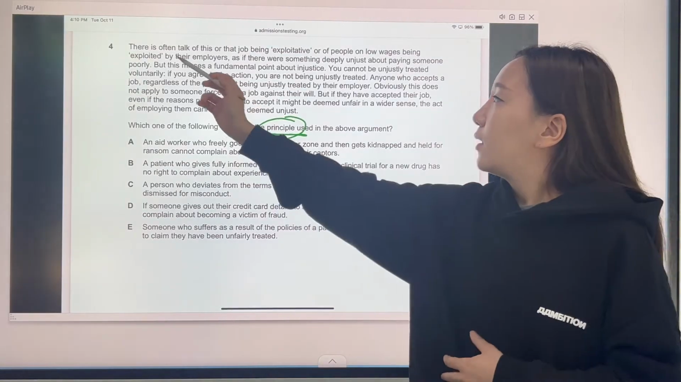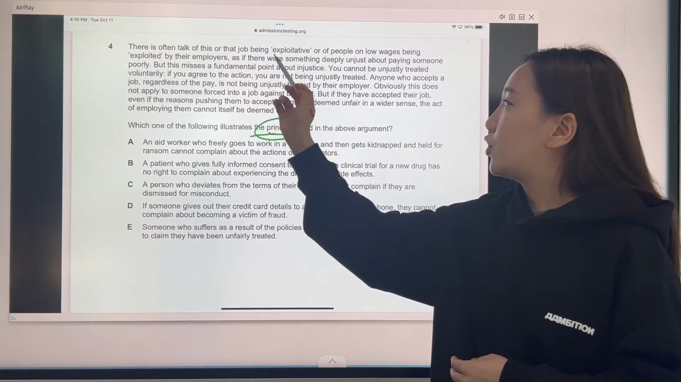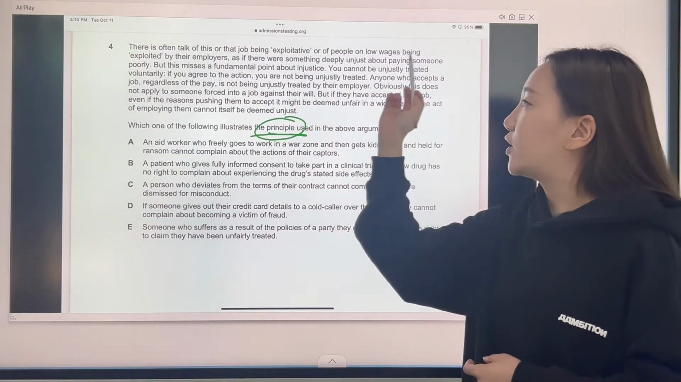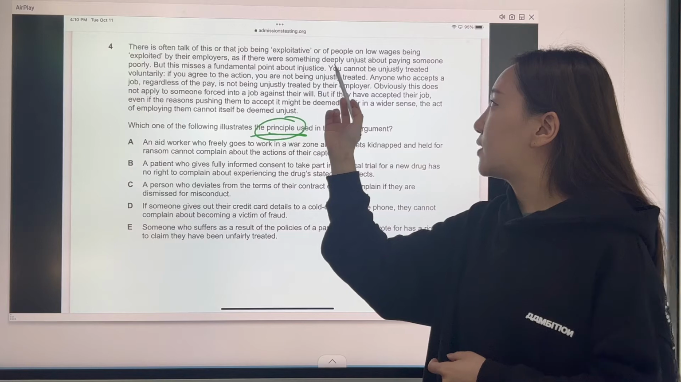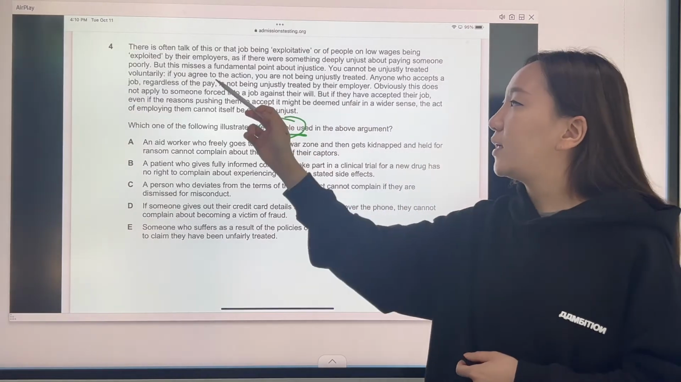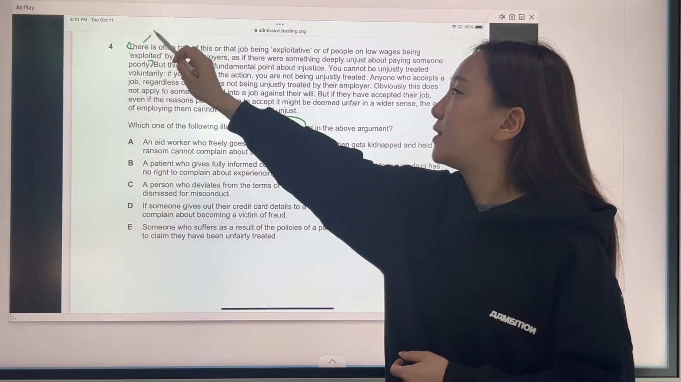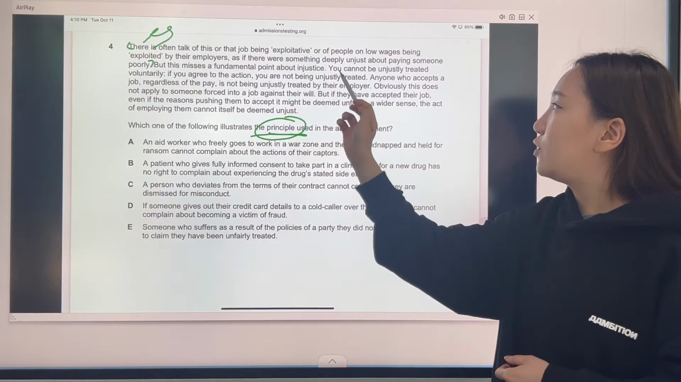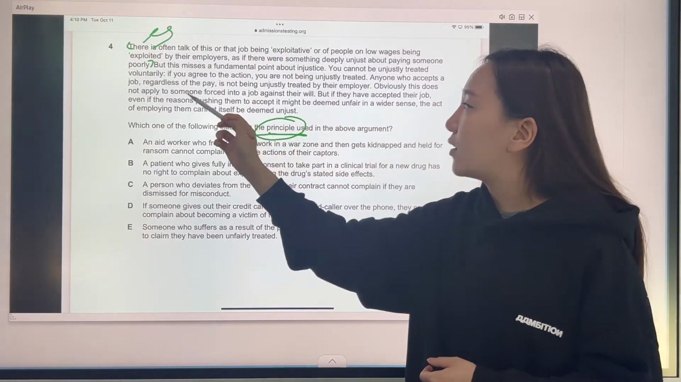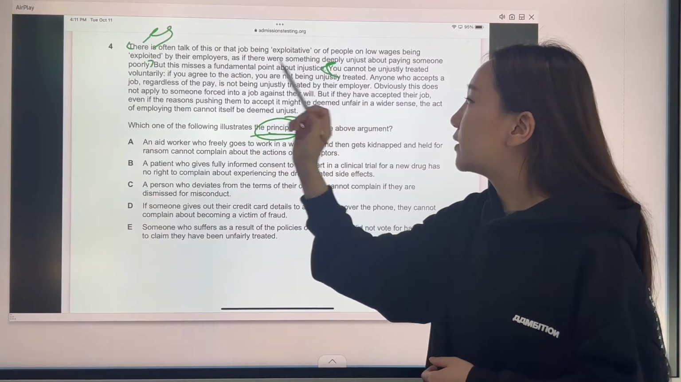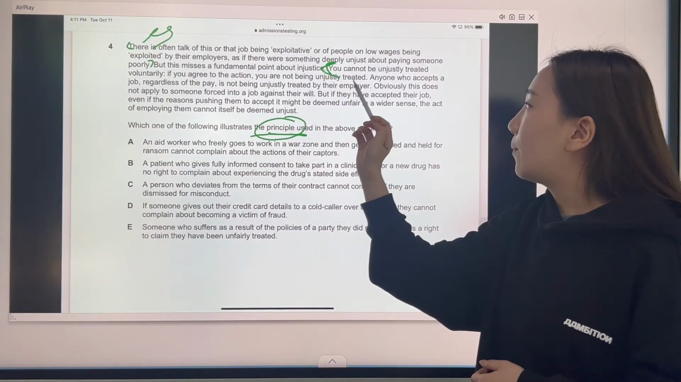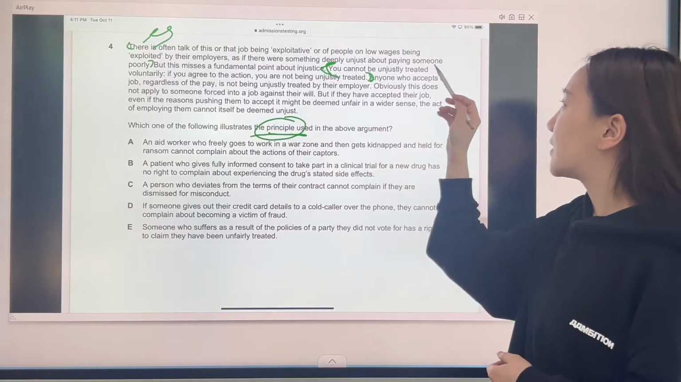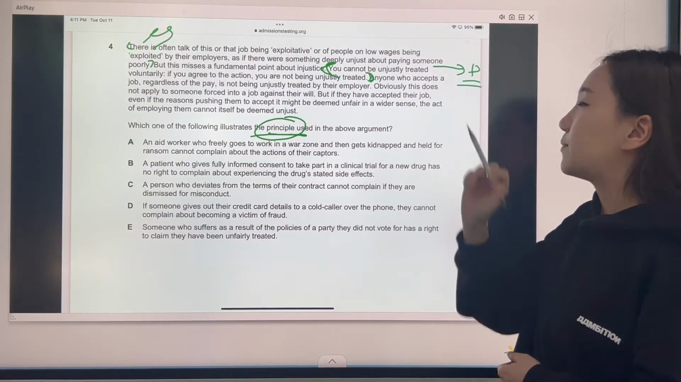So, there is often talk of this or that job being exploitative, or of people on low wages being exploited by their employers, as if there is something deeply unjust about paying someone poorly. This part, as you can see, is the example part. But this misses a fundamental point about injustice. You cannot be unjustly treated voluntarily. So this is going to be the principle here. If you agree to the action, you are not being unjustly treated. So this is the sentence that I would identify as being principle.